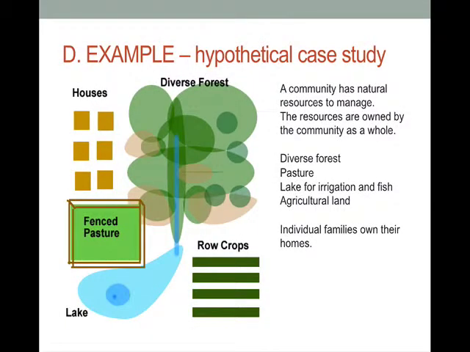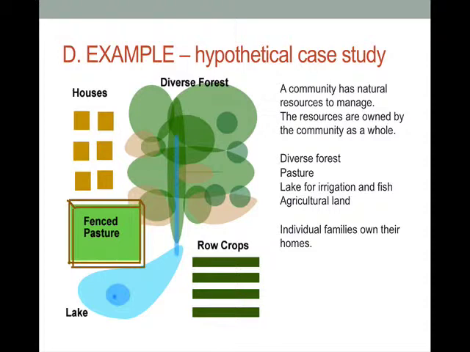So I'm going to go into detail on an example, and this is a hypothetical case study of a community. A small number of people live in this, and they have some natural resources, including a diverse forest that has some pasture land in it and a wide range of trees. Then they have a fenced pasture area for livestock. They have an agricultural area for row crops such as corn or wheat, and they have a lake. And the lake is fed by a stream that comes from the forest.